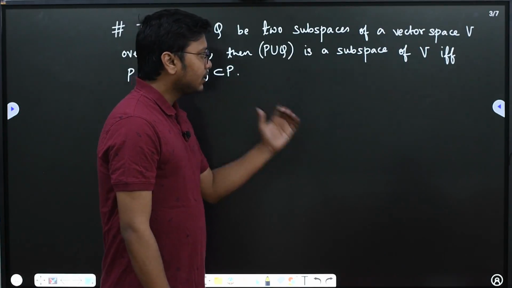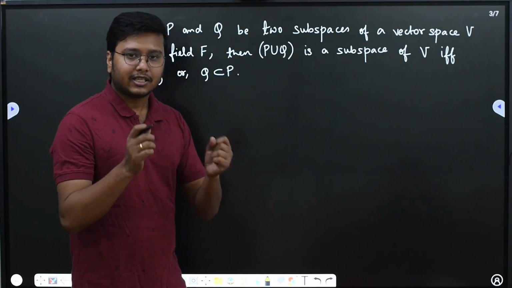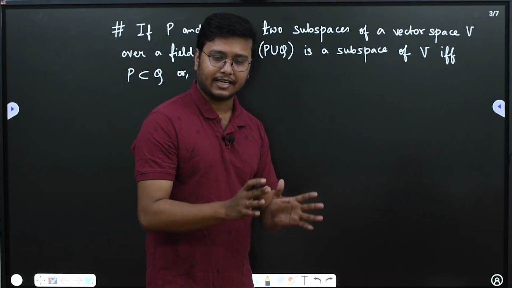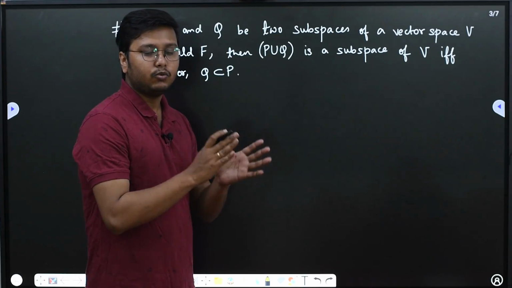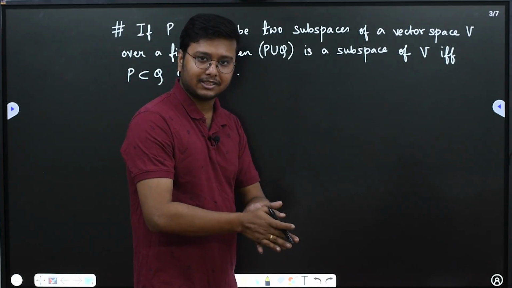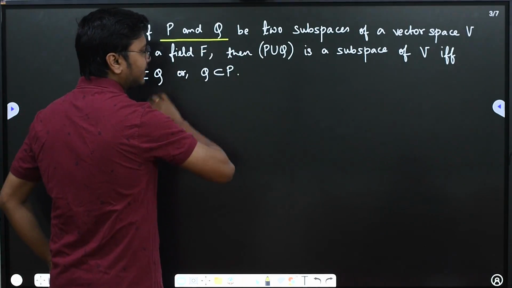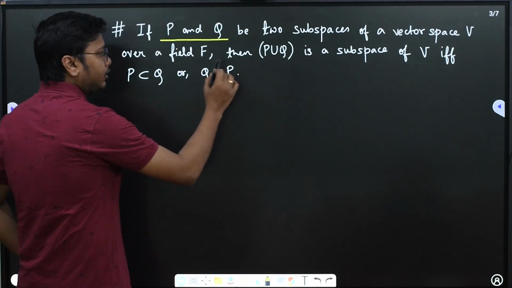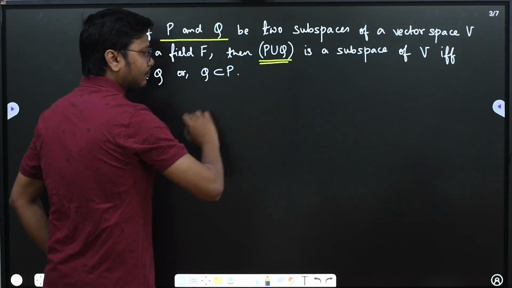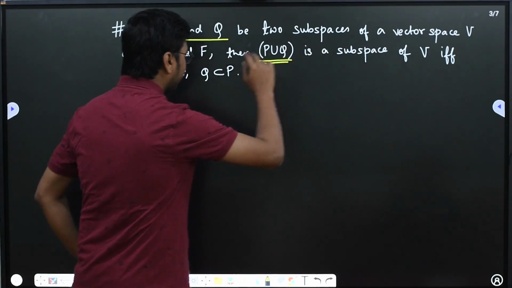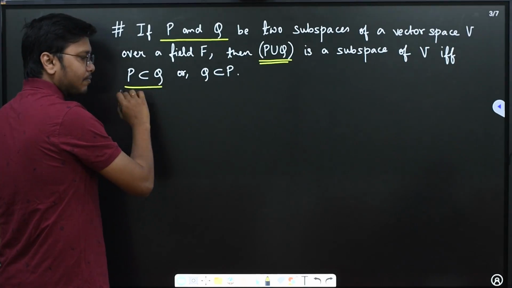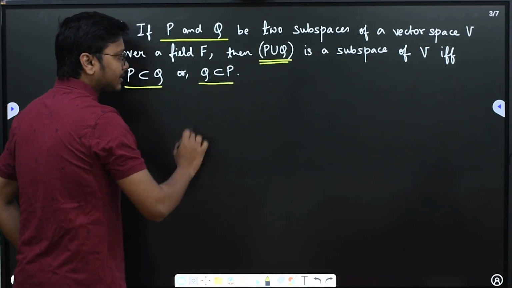Okay. So now we want to establish a condition. If that condition is satisfied, then the union of two subspaces will become a subspace. Okay. Now what is that condition? Let's say I have two subspaces P and Q, and their union will be forming a subspace if and only if either P is a subset of Q or Q is a subset of P.